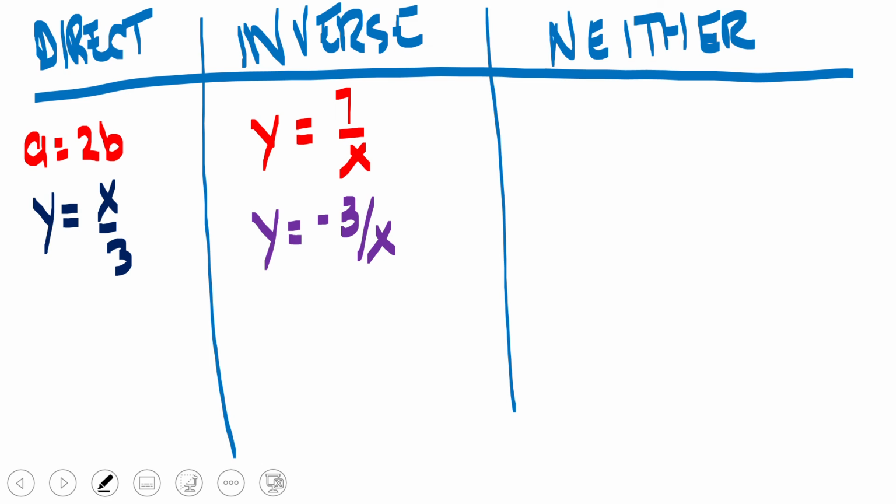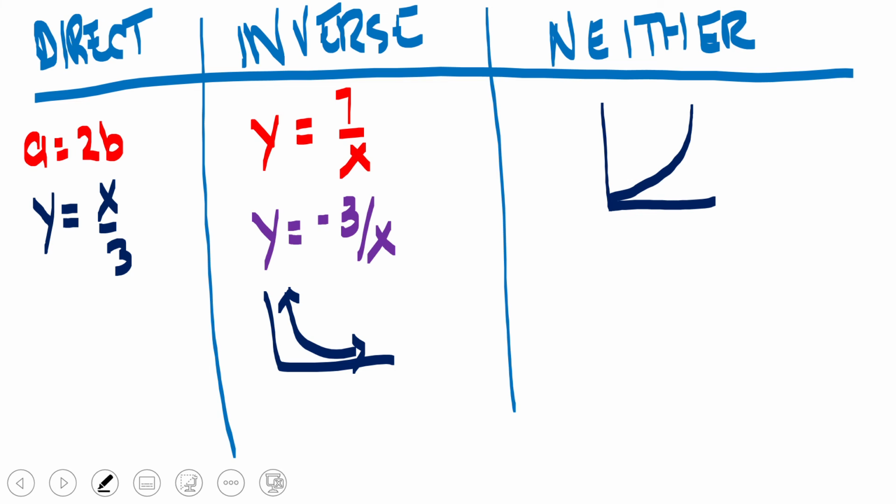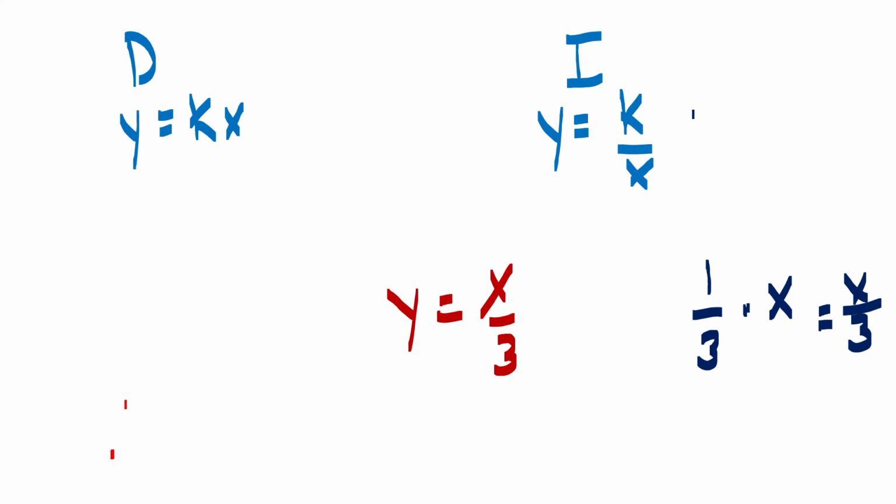Okay, number 5. That's an inverse graph. That's exactly what the inverse graph looks like. Number 6. That's neither. It doesn't look like the direct or the inverse graph at all. Let's think about number 7.